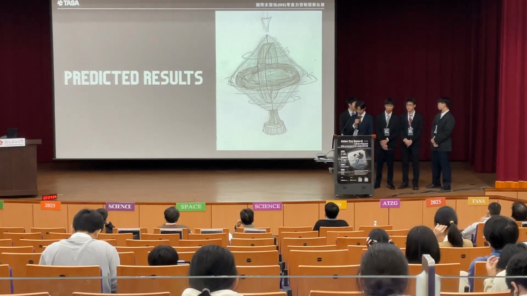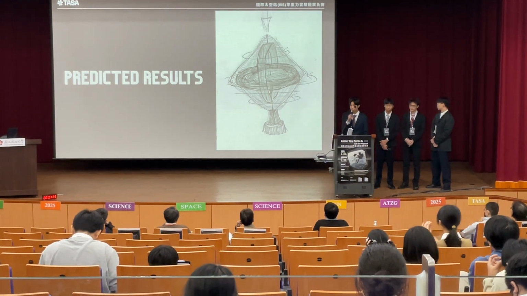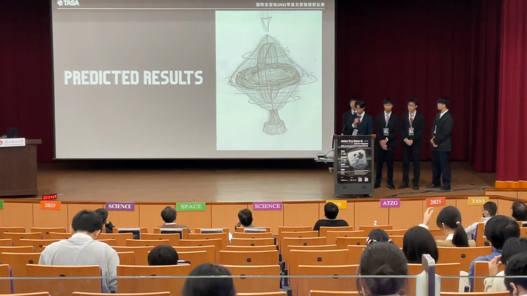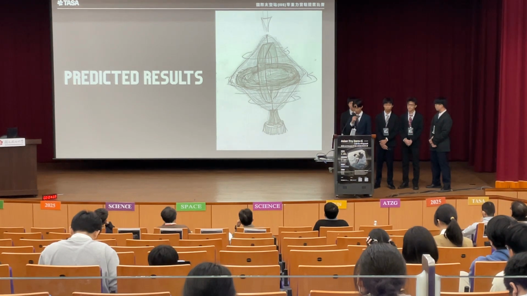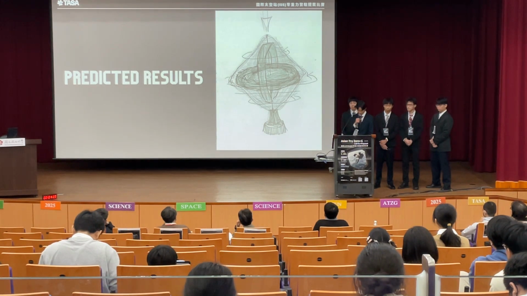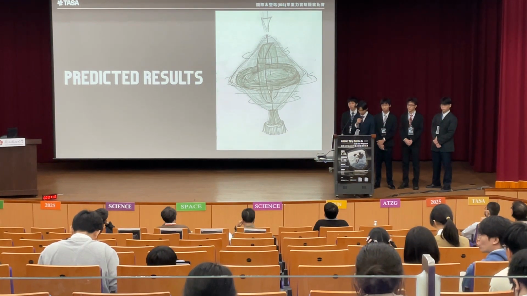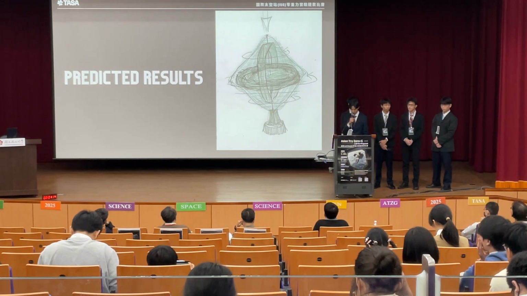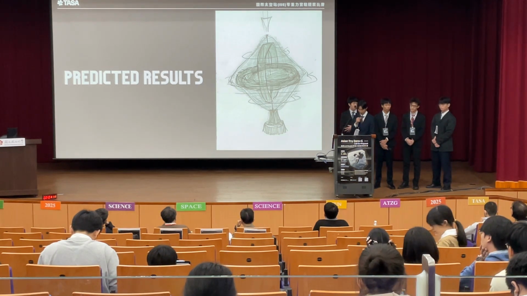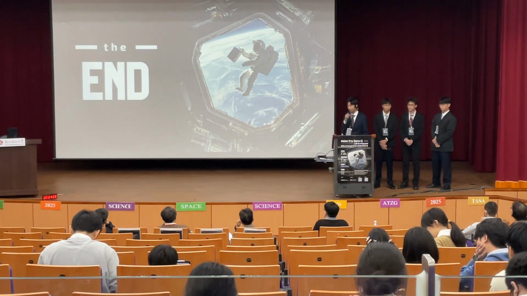Based on our theoretical analysis, we predicted that the water sphere will remain intact despite the rotational motion of the gyroscope inside. The equation discussed earlier supports the idea that surface tension would dominate over disruptive forces, leading to an unbreakable water sphere. Thank you for your attention.